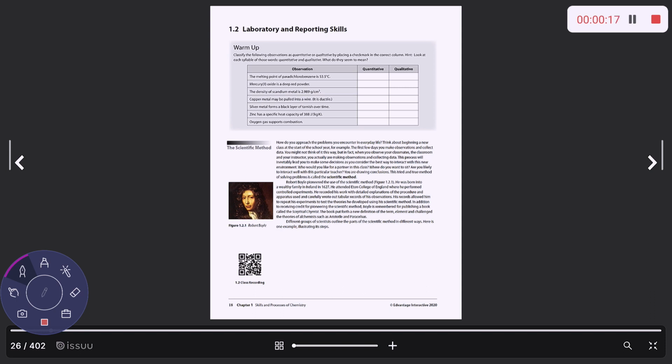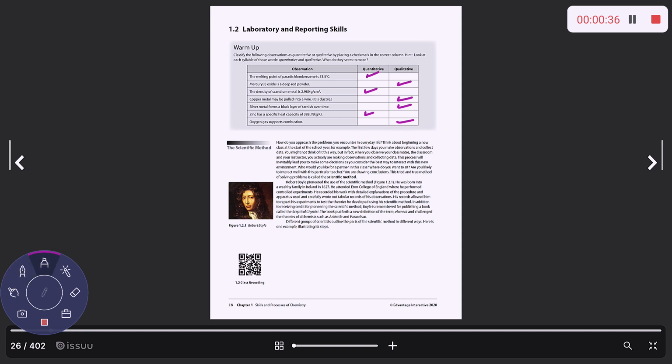Okay, for the first one, quantitative. Yes. Second one, qualitative. Next one, quant, qual, quant, qual. Yes? Yes. Okay. So quantitative is going to involve a number with a unit. That's basically how you differentiate the two.